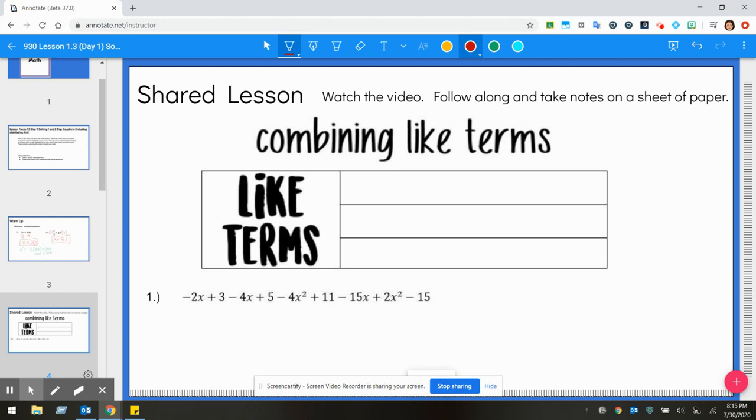Looking at the next slide, combining like terms. So in order to correctly solve equations, we need to make sure that we are simplifying both sides of the equal sign before we start moving things from one side to the other. So we need to make sure that we know how to combine like terms and what like terms are. So let's go ahead, and the first thing I'm going to write is the definition.